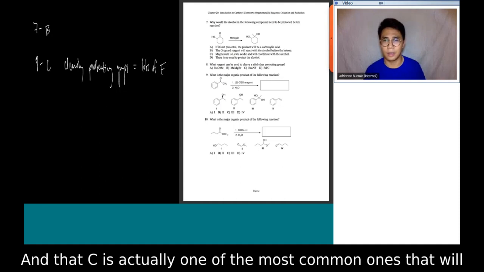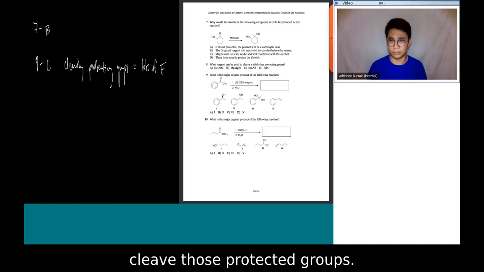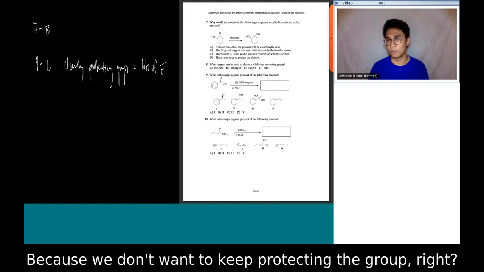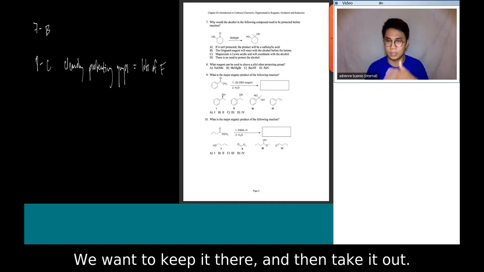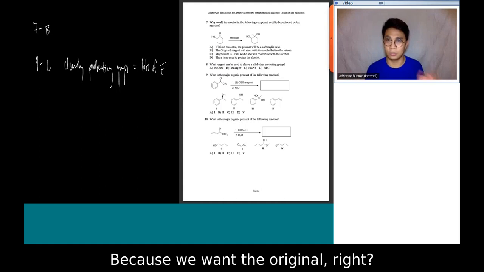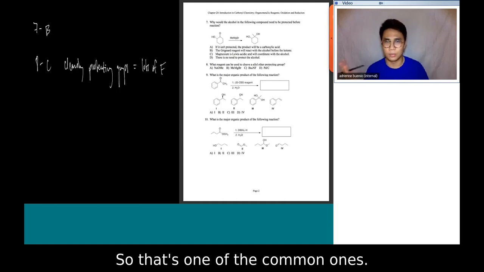And actually, that C is one of the most common ones that will cleave those protecting groups. Because we don't want to keep protecting the group, right? We want to keep it there and then take it out because we want the original, right? So that's one of the common ones.